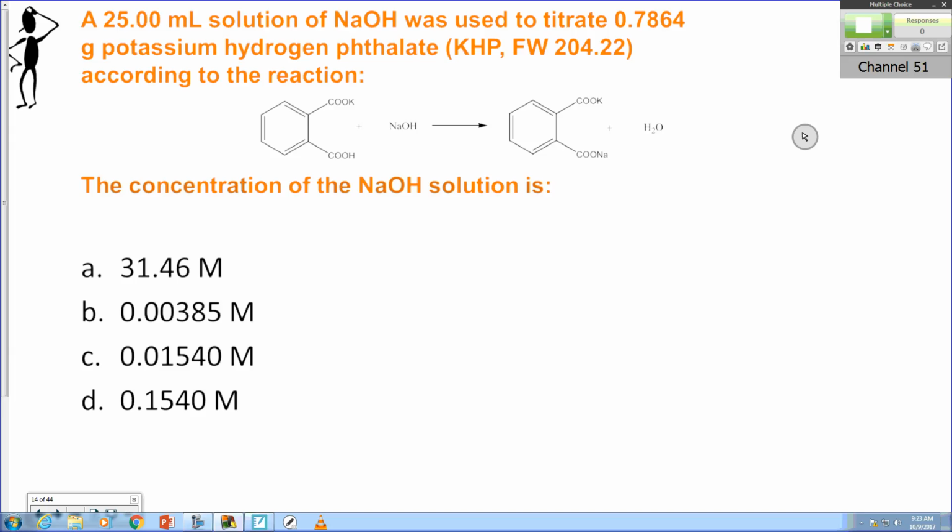Can I have the mass? Okay. So the mass that we're titrating is 0.7864. So 0.7864 is the mass of KHP, and the molar mass is 204.22. And it's the 25 mil volume of it. Now, if you need to walk up to the screen, feel free to.